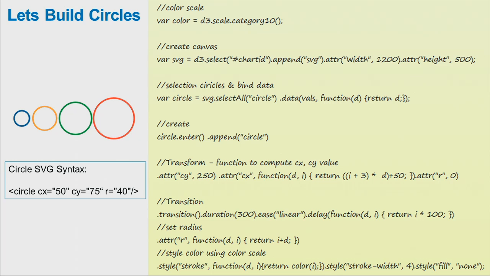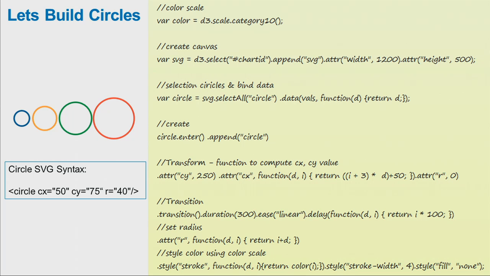And then we do some transform. The transform here is very simple. For this context, I'm setting the y value to be static, which is 250, and I'm setting the x value, which is a JavaScript function. I'm multiplying the index value plus 3 times d, and I'm adding some constant of 50.